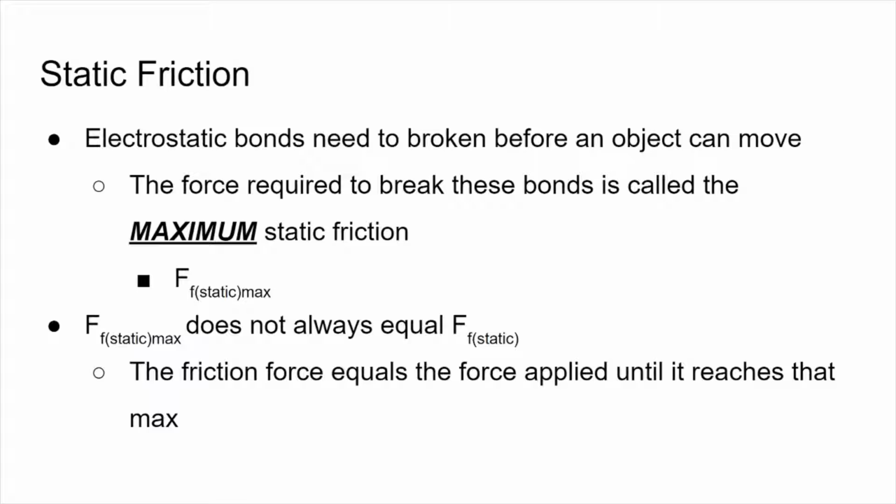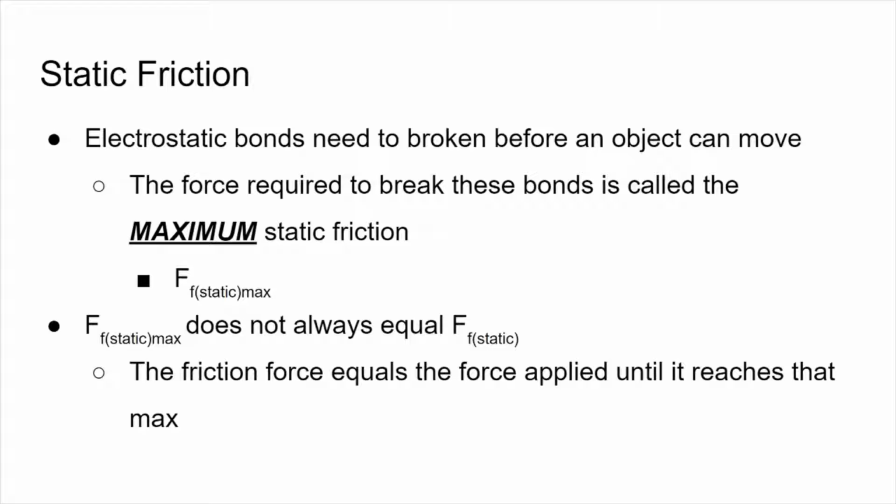Static friction is the electrostatic bonds that need to be broken before an object can move. The force required to break these bonds is called your maximum static friction, denoted as F sub s max. It's really annoying to write, trust me. An important thing to note is that the maximum static friction does not always equal the actual static friction. The force of friction is actually going to equal the force applied to an object until that force reaches the max. The max is just what you need to reach in order for that object to move.